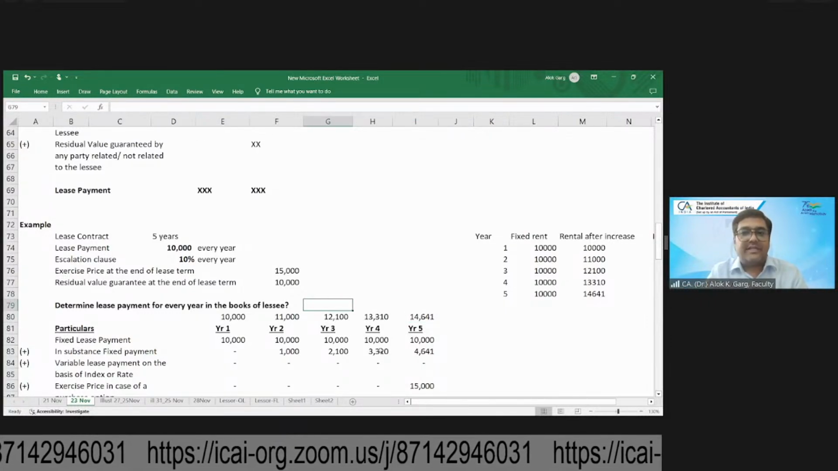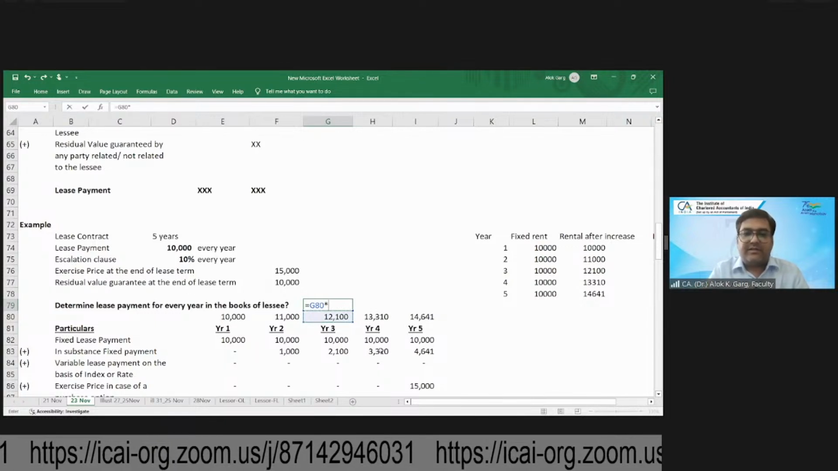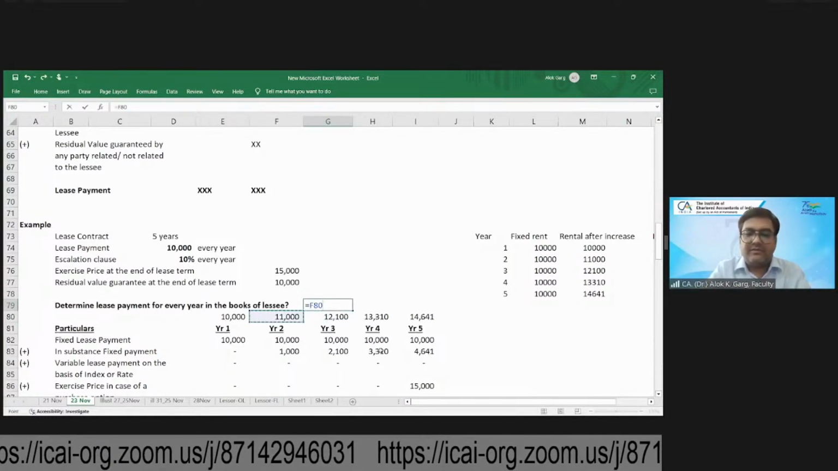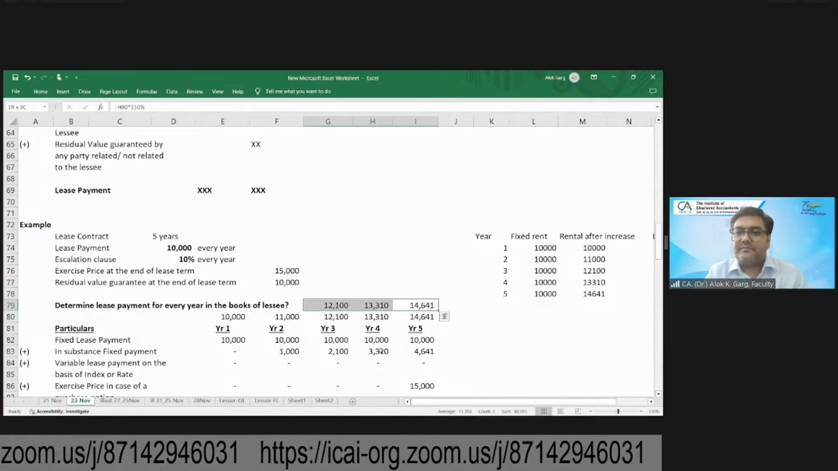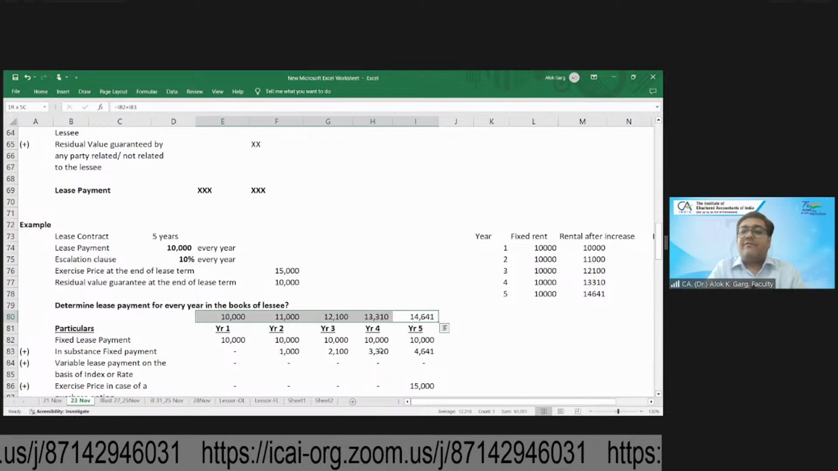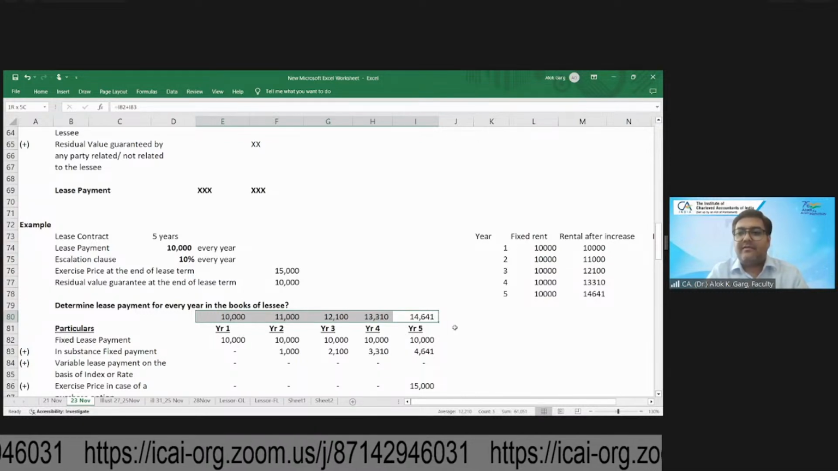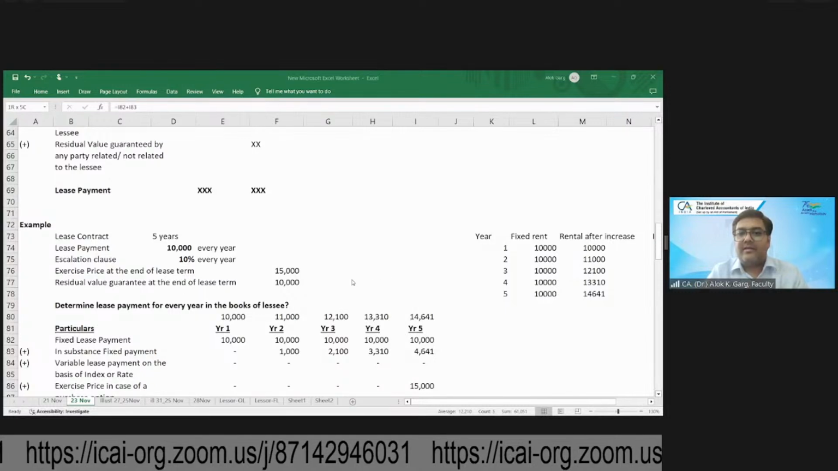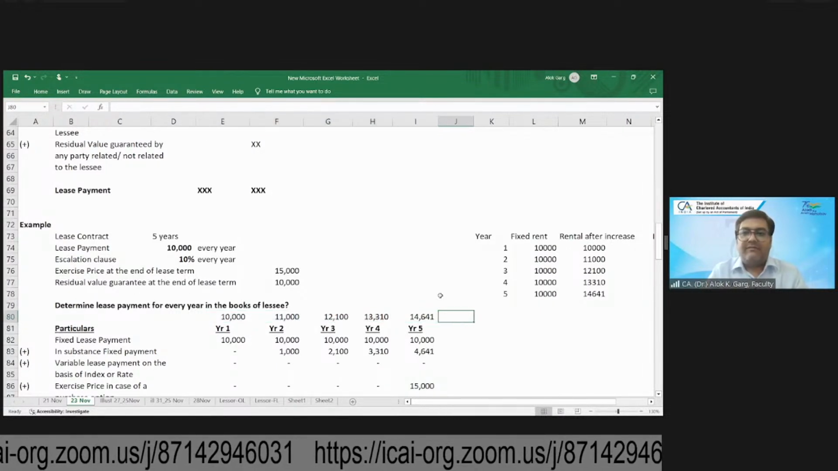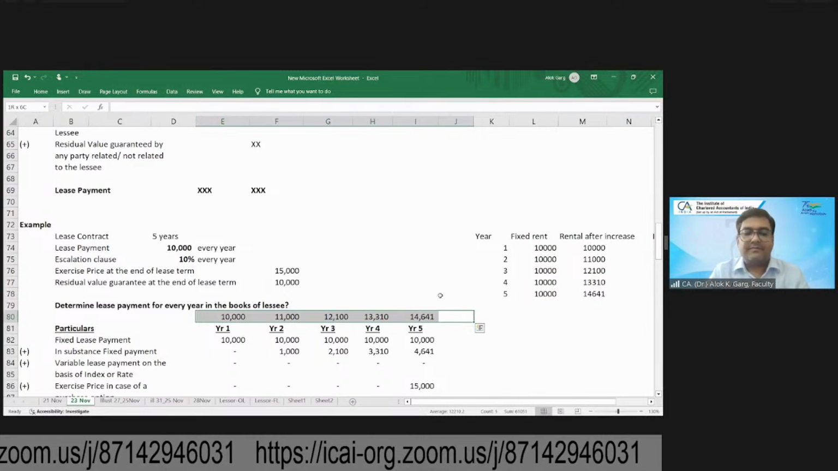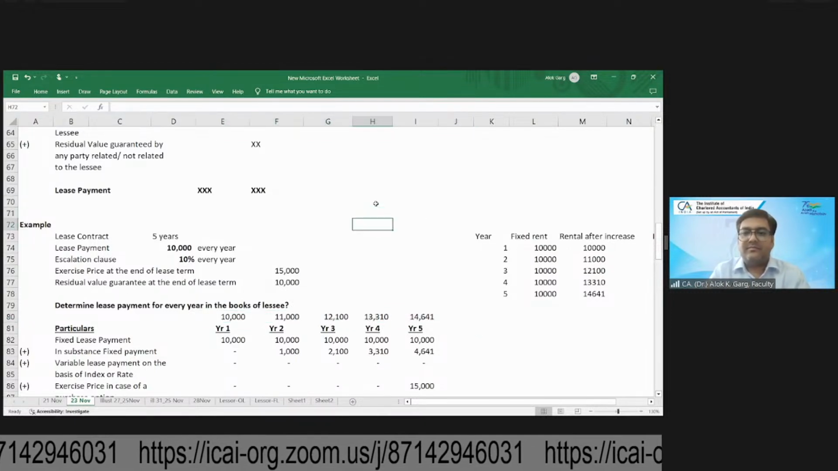Viraj, why is the third year amount not correct? You can see every amount is 110% of the last year's amount, 110%. Correct? Whether fixed lease payment or in substance fixed lease payment, is it clear? Viraj, is that clear now?